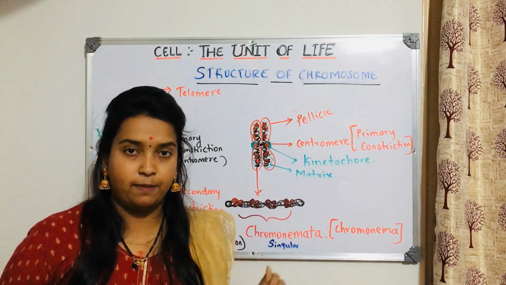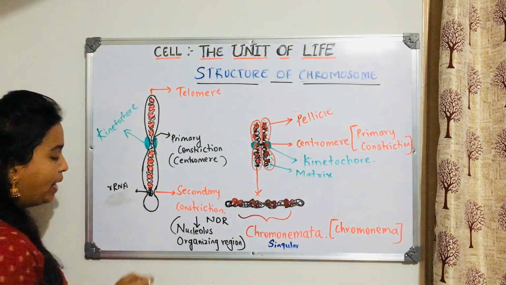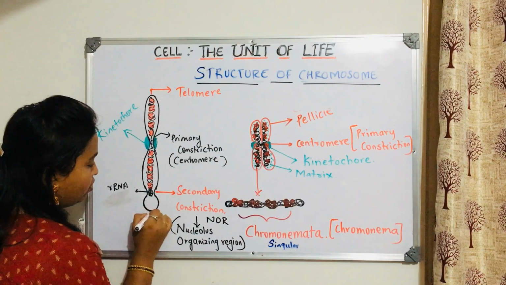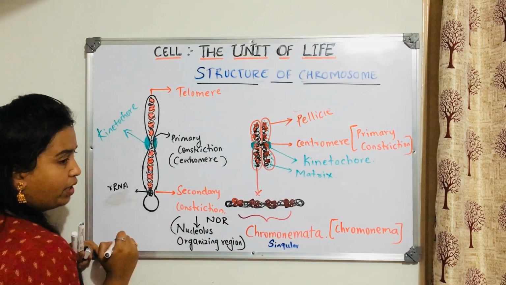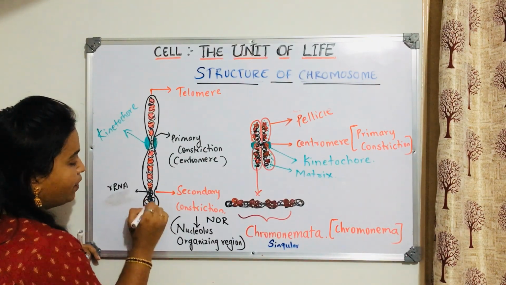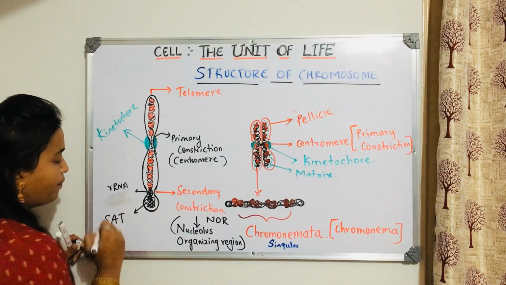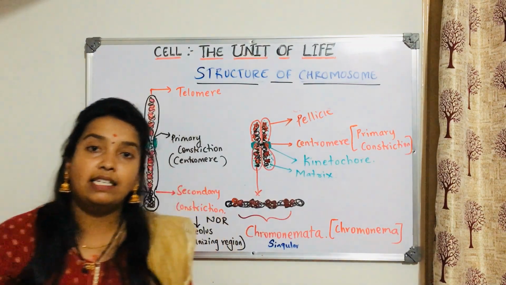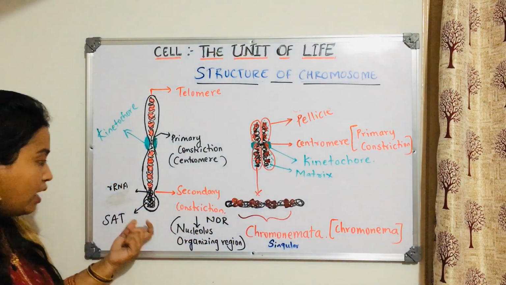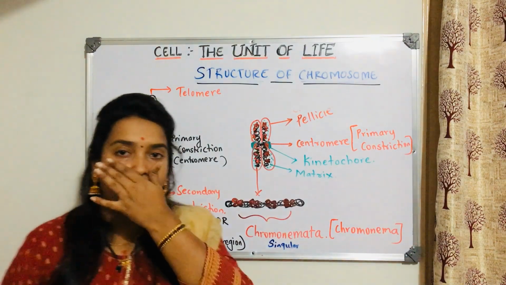which produces ribosomes. Now, after this secondary constriction, what you will find here is a bulb-like structure, right? And you can say this is also the end. After this, you will have the telomere again. But in this bulb-like structure, there are some DNA sequences, and we call this part SAT. You know what is SAT? Satellite region, or you can say, satellite chromosome, or satellite region of a chromosome.